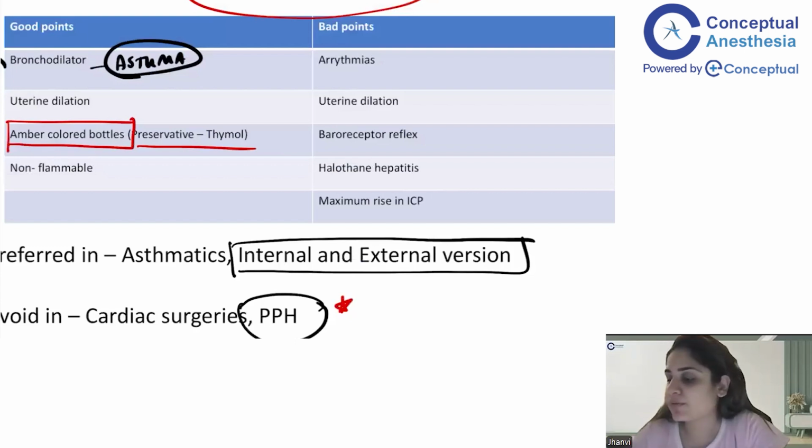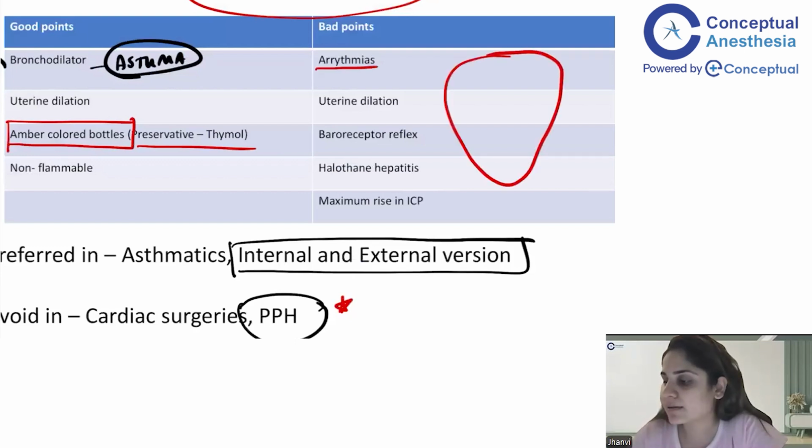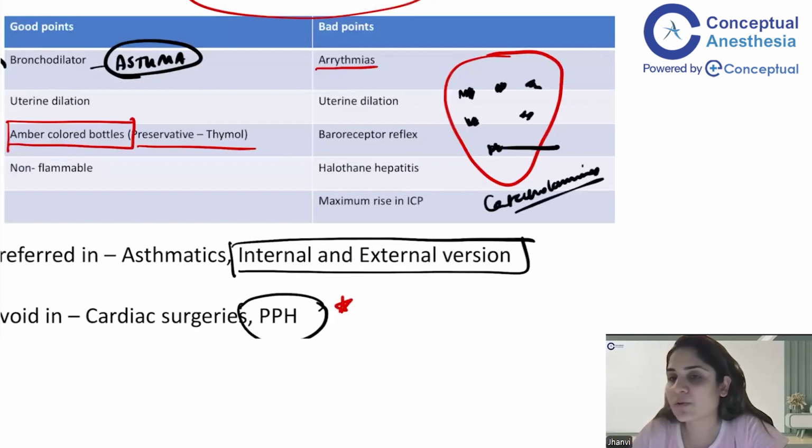One bad point of halothane is that it causes arrhythmias. How does it cause arrhythmias? If this is the heart, on the heart you have these sympathetic receptors. These are receptors for catecholamines. Your adrenaline and noradrenaline are the endogenous catecholamines released in the body. They go and attach to these receptors and cause their action on the heart, like tachycardia and sympathetic action on the heart.